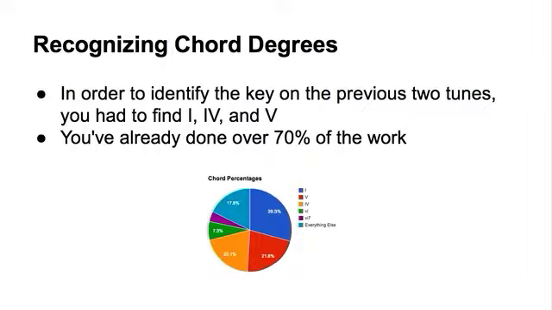So if we go back to our chart, remember that 1, 4, and 5 cover almost 75% of the chords that we play. So if you can identify the key of the song, then 1, 4, and 5 should just fall into place, and then you've already identified 70% of the chords in a common song.